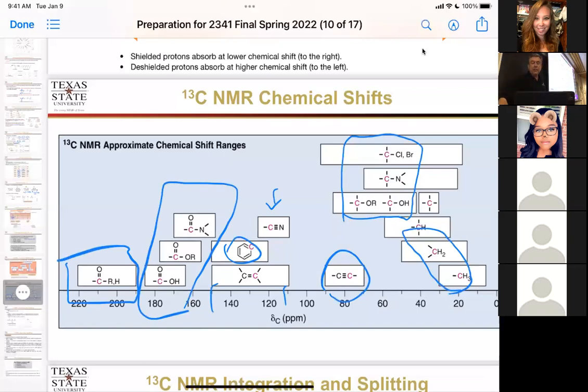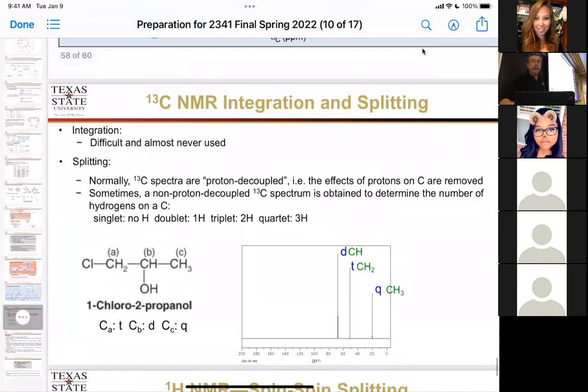Okay. And we don't have splitting, but occasionally it will be shown, where the doublet here is telling us that we have one hydrogen on it. The triplet here is telling us that it coupled to that hydrogen. We didn't actually use this in class, and this one is a quartet because it has 3 hydrogens on it. It's a weird experiment, but it's difficult and almost never used. Oh, carbon NMR doesn't integrate.